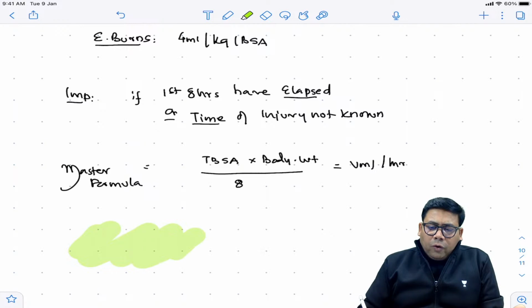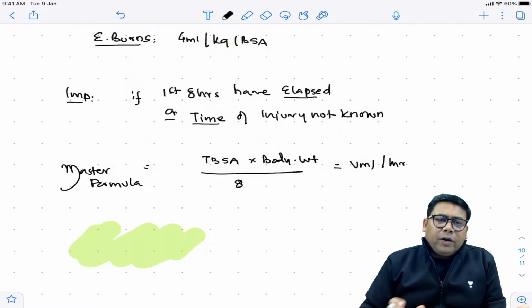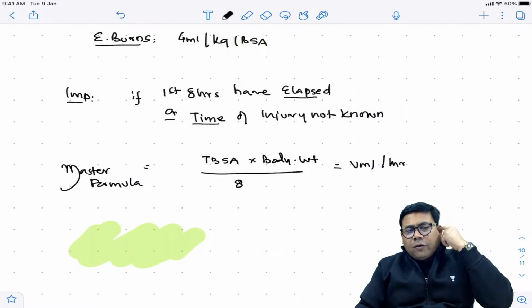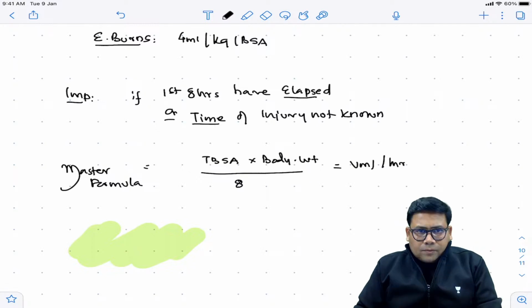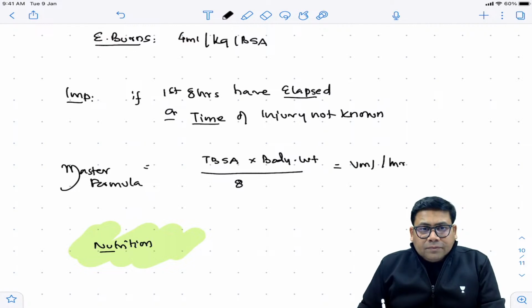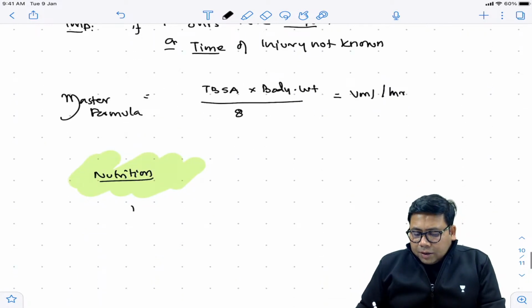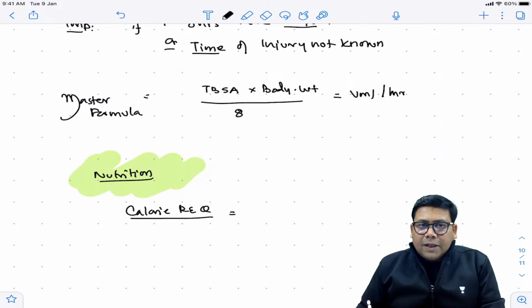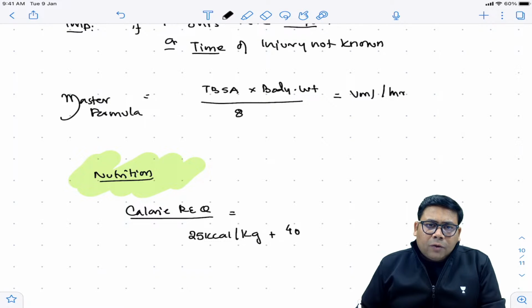Next, what about the colloids? Colloids are avoided in the first 12 to 24 hours. After that, you can give them at the rate of 0.5 ml per kg per day. What about the nutrition? It's very, very simple. The calorie requirement is defined as 25 kilocalorie per kg plus 40 kilocalorie per burn surface area, equal to kilocalorie per day.